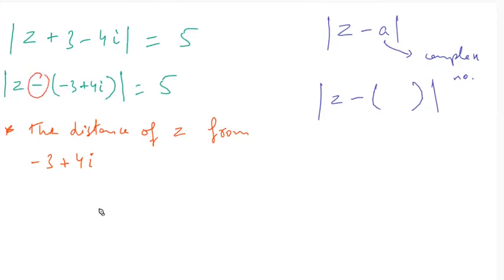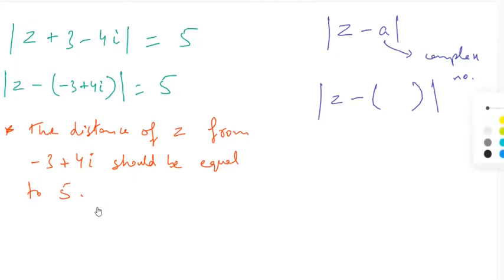You first have to take minus common and convert it to a form that looks like this, z minus complex number. Then what you have inside the bracket here is going to be the complex number that we are taking the distance from. So the distance of z from -3 plus 4 iota should be equal to 5. This is what it means here. ठीक है? अब इसको आप कैसे शो करोगे on an Argand diagram?